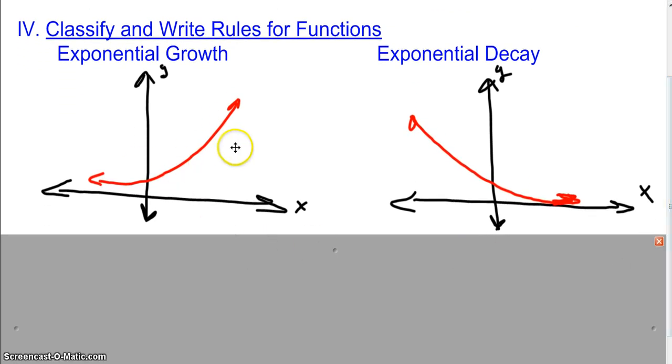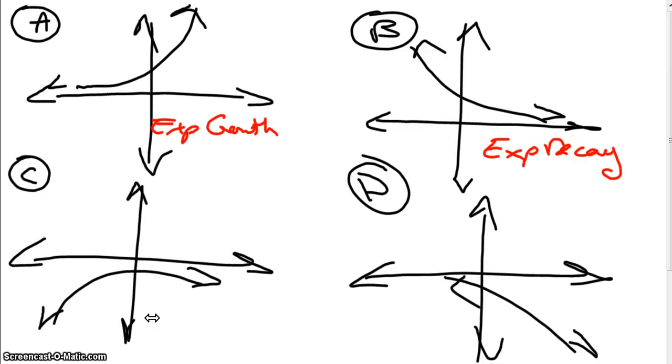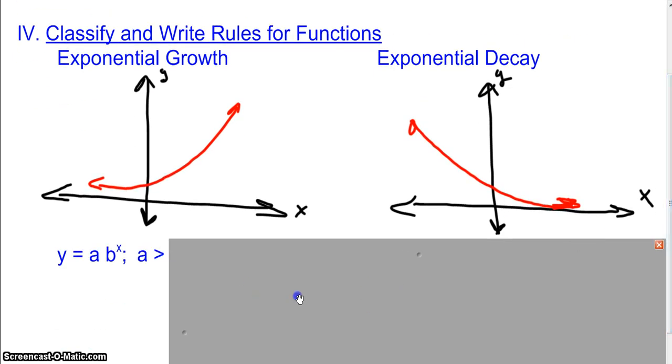Okay, we're going to summarize our exponential growth and decay with their rules both together right here. So classify and write the rules for functions of exponential growth and decay. Okay, so what is the model equation for exponential growth? Good. A times B to the x. And now, what about A? I just said it in this sample over here. What must A be? How do we write that? Good. A must be positive or greater than 0 for it to be called exponential growth.